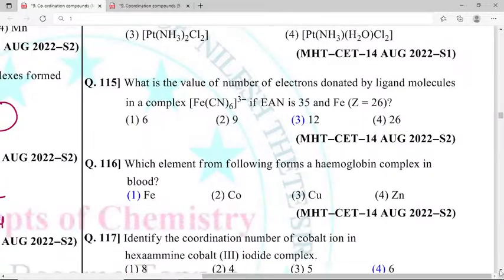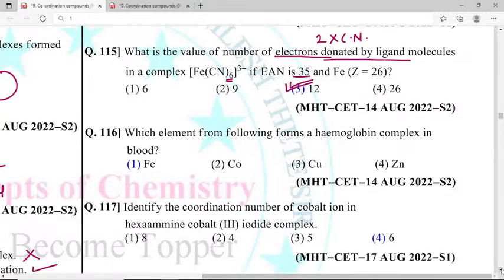What is the value of the number of electrons donated by ligand molecules in a complex? Effective atomic number 35, Fe Z is 26. So what is the type of hybridization here? The coordination number is 6. 6 into 2 is 12. So 12 electrons are donated by the ligands. Electrons donated by ligand is 2 multiplied by the coordination number. 2 multiplied by coordination number is the number of electrons donated by the ligands to the metal.